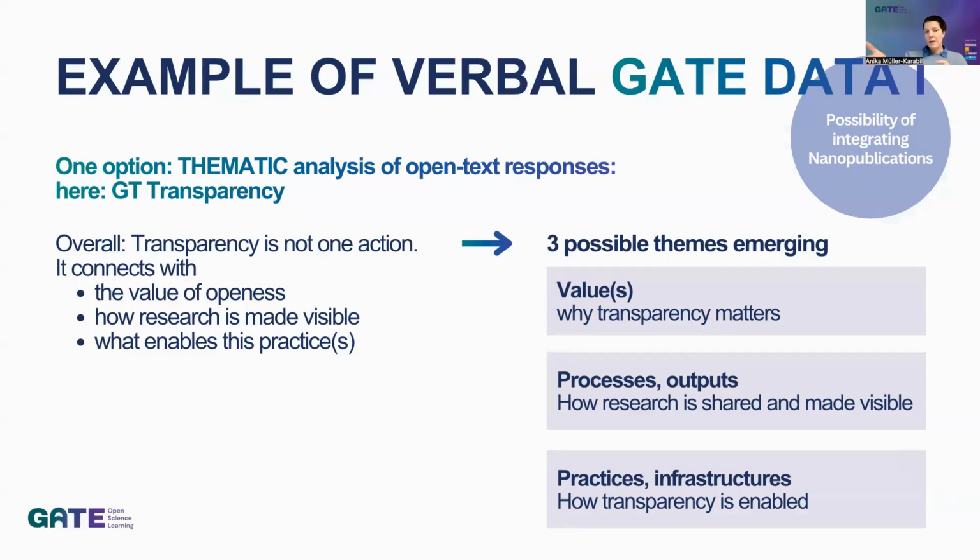So we could say we have 3 emerging themes. We have the theme of values. So why does transparency matter? What's the principle that is so important in transparency? And we have a theme of processes or outputs, and the question, how is it shared? And also, what is shared? So what is transparently shared in my research process? And then the last theme could be about practices and infrastructure.